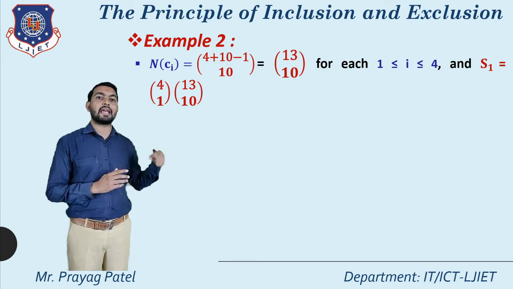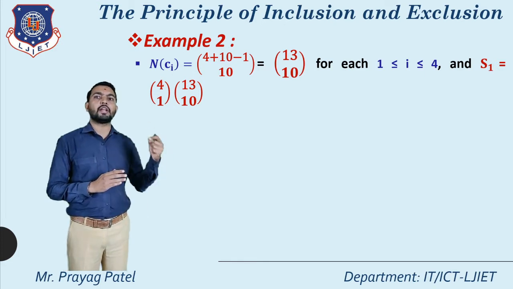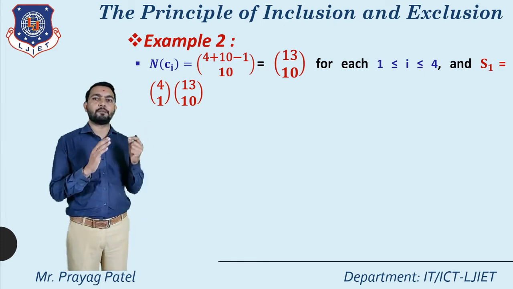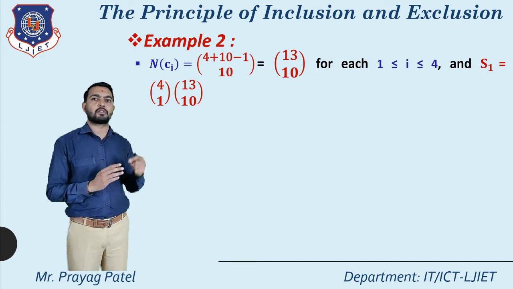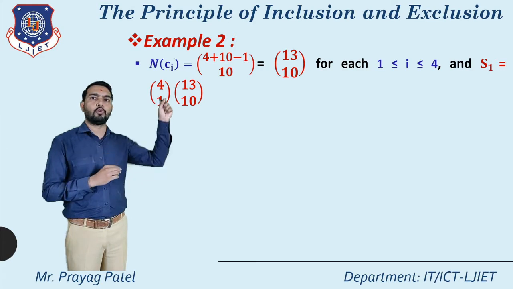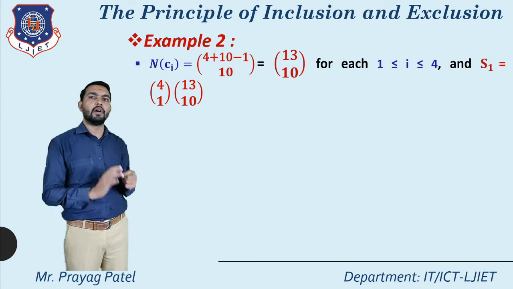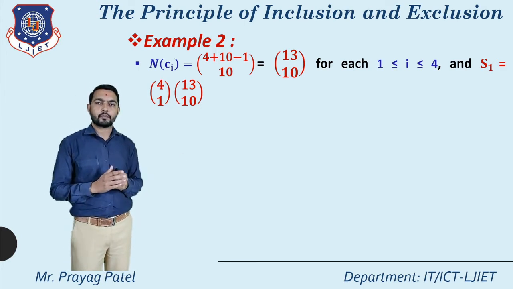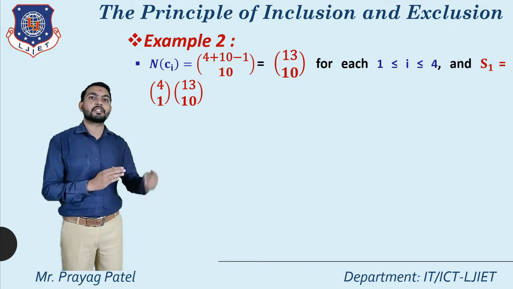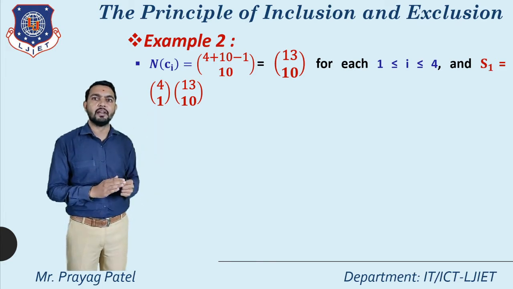Now what is the value of S1? S1 means 4C1 into 13C10. Here we consider 4C1 because we apply the first condition. A total of 4 conditions are available: x1, x2, x3, x4. So first we put the 4 on the upper side and consider one condition. So 4C1 into 13C10, because we already have the value of NCI. S1 means how many times this condition is satisfied, and for one time our value is 13C10. That means 4C1 into 13C10.